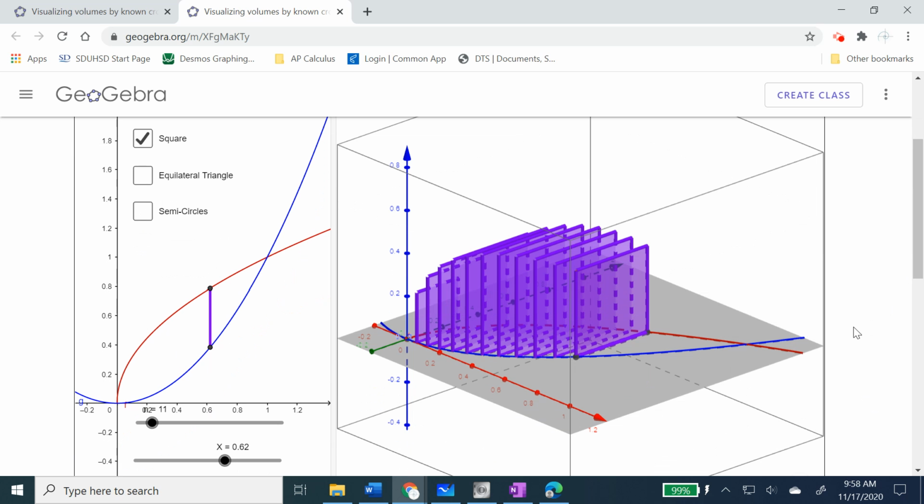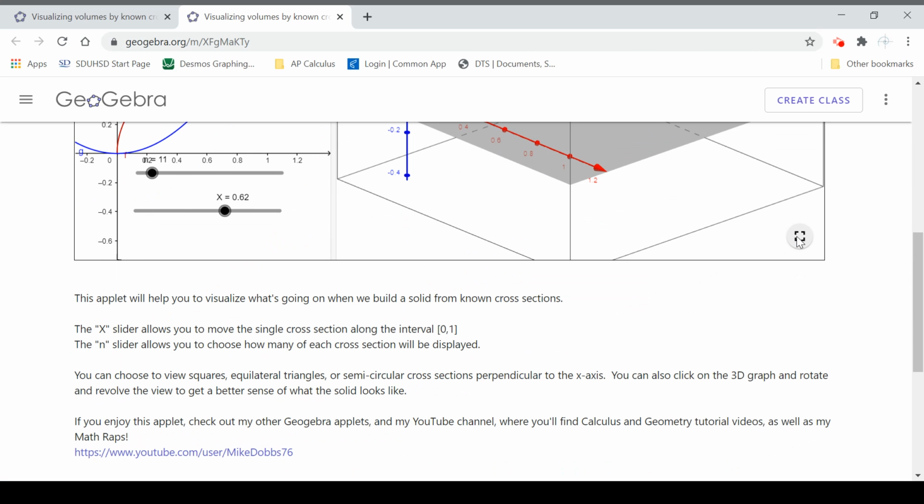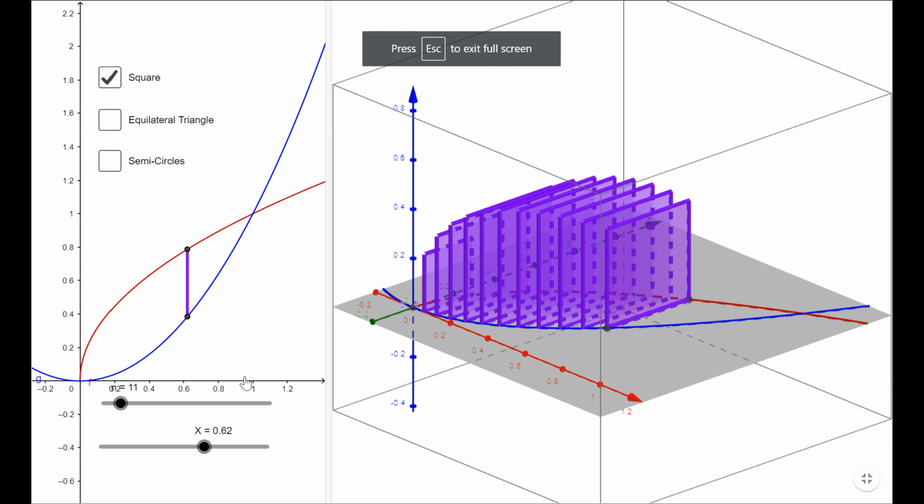And what's cool with this, oh, that's right, I can fit it to screen. There we go. So over here on the left is the XY plane. And that's what you're going to be focused on as you're setting up your integral. Over here is a three-dimensional view. You want to realize that the gray plane that you see is the XY plane that you see over here, just positioned in a three-dimensional way.